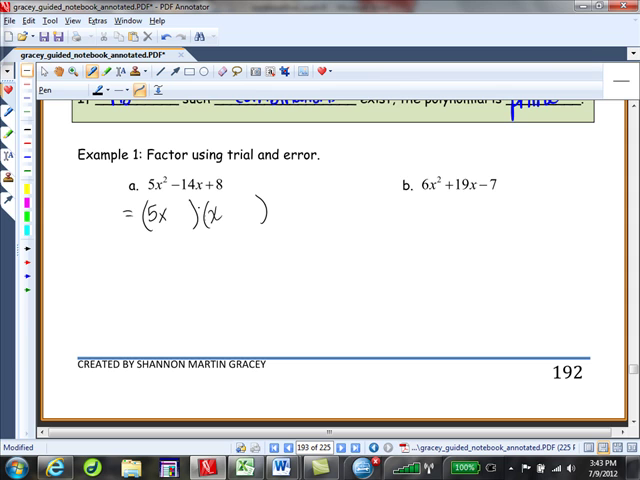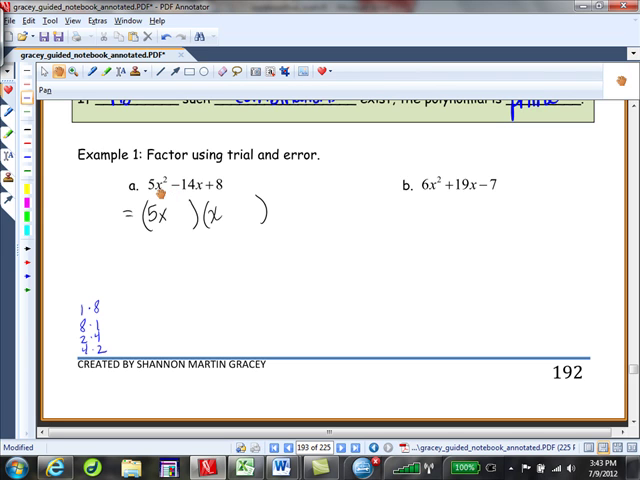Now, 8, and here's the problem. 8 can be made by 1 times 8, 8 times 1, 2 times 4, or 4 times 2. And you just have to kind of keep going until you hit on the right combination. Now, again, you use the same reasoning. I have a positive here, which means the middle term is the result of either two negatives being added or two positives being added. The sign on it is a minus, so the 14x is the result of adding two negatives. Okay?